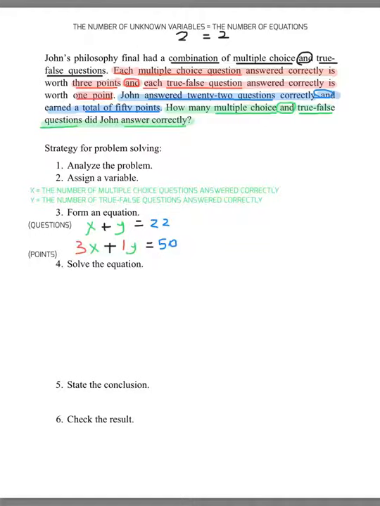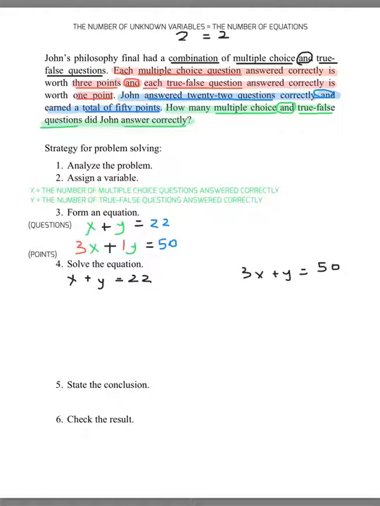So those are going to be our two equations. Now that we have both of our equations, let's go ahead and solve them. I'm going to start off by bringing them down. So I'll have x plus y is equal to 22. And the second equation is 3x plus y is equal to 50.